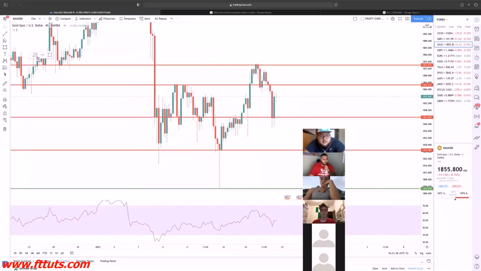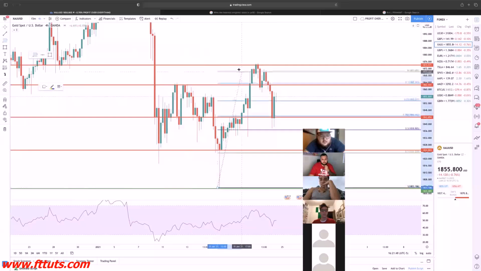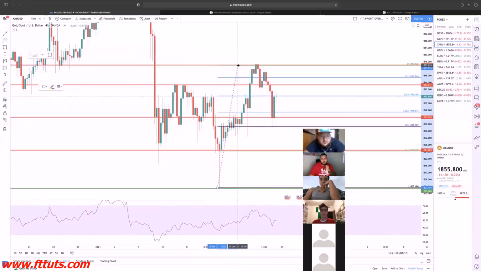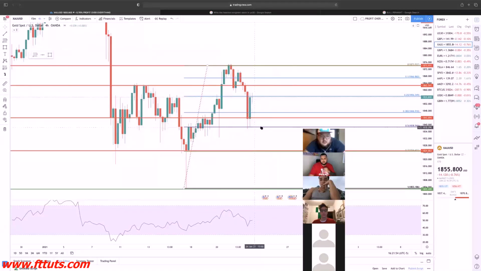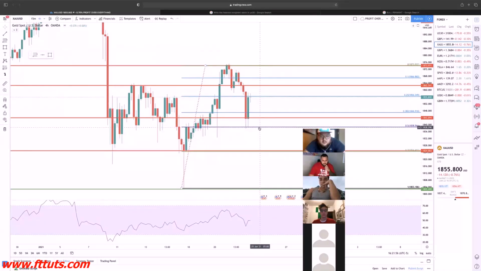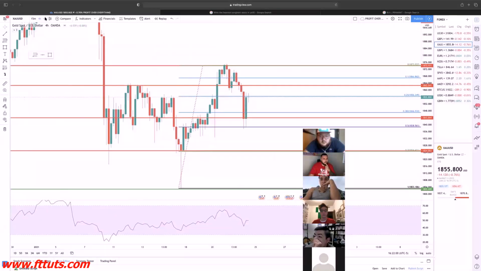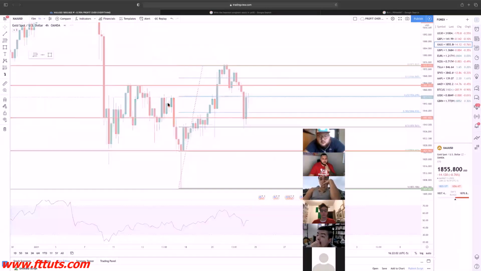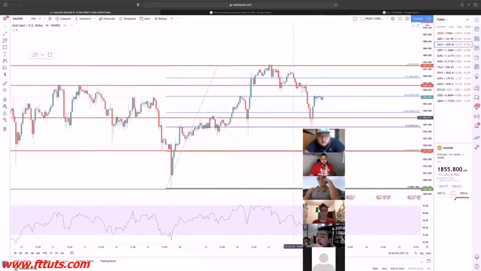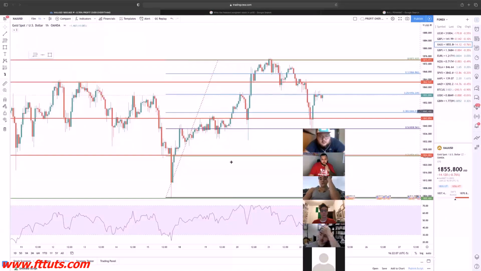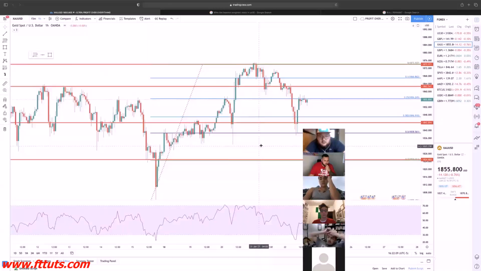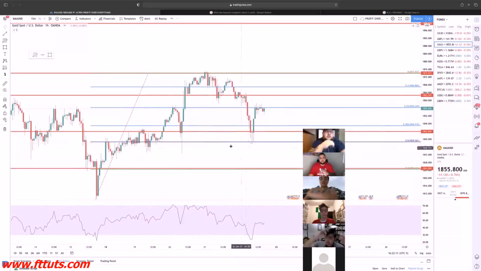If we throw the fib, it's right at my little golden level right there. It's right at the 50%. So if somebody was to have entered gold, it would have been here and ridden it all the way up. So we throw the fib on gold right now. Gold could continue going up. It definitely respected the 50% on the fib.